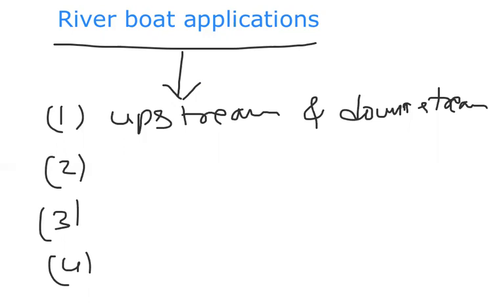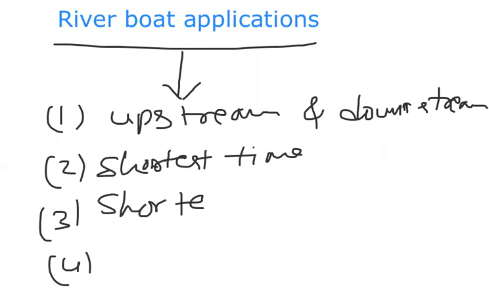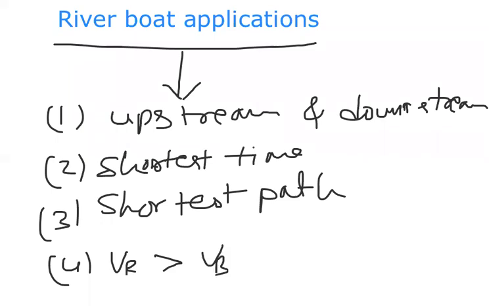The second one is about the shortest time concept. And the third one is about shortest path. And the fourth one is a special case where the river velocity is greater than the boat velocity. That is a special situation. In total, we are going to discuss four situations here.